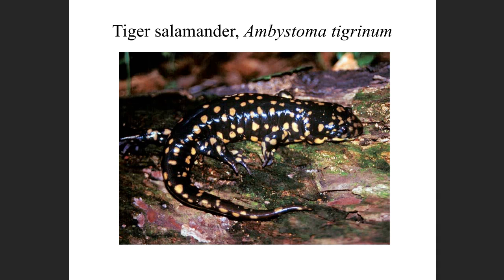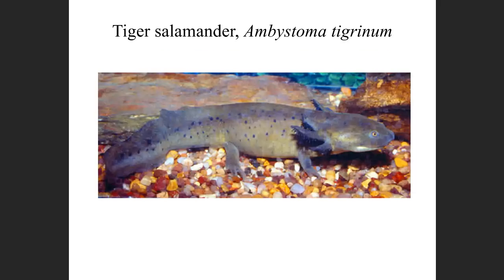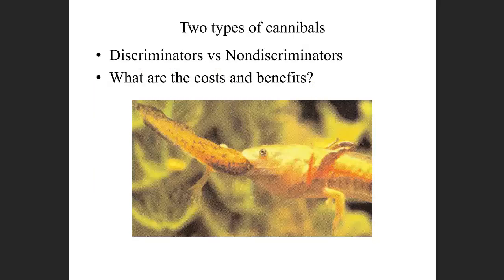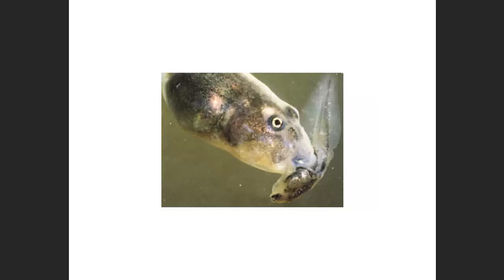The next slide is not spadefoot toads, although it has been studied in spadefoot toads. This is tiger salamanders, Ambystoma tigrinum, and they also have a cannibal and an omnivore morph. One thing that's interesting is there are some cannibals that can discriminate and some that don't. I don't know why I didn't have the slide in here for the spadefoots, but there were 2 measures. I'm just going to summarize the data because I remember this study.